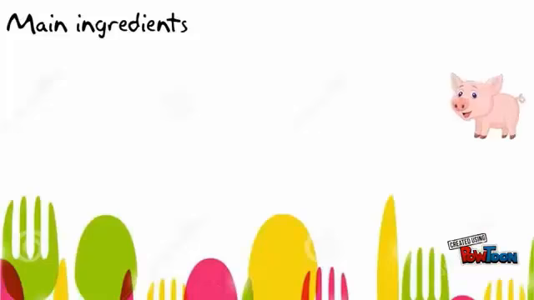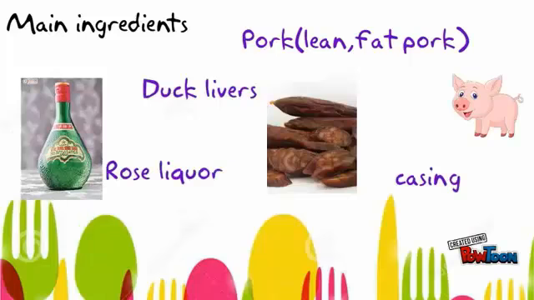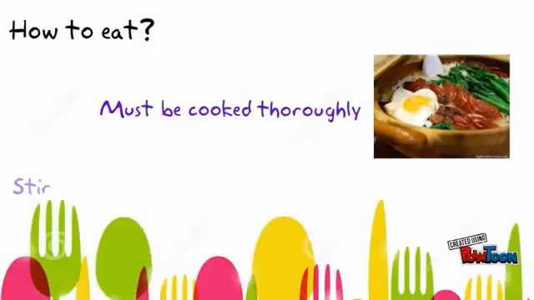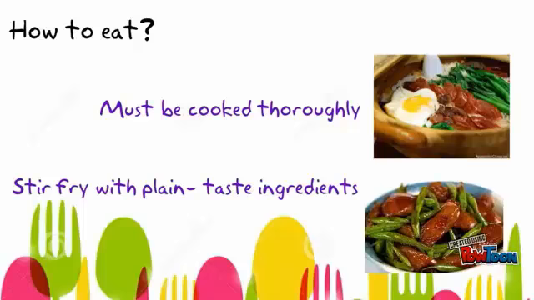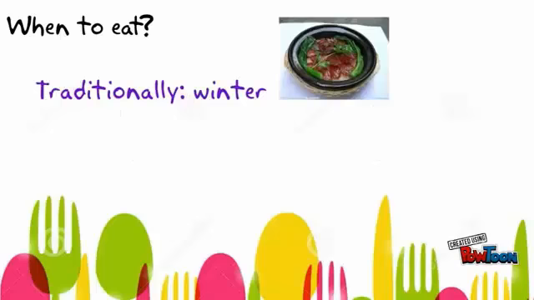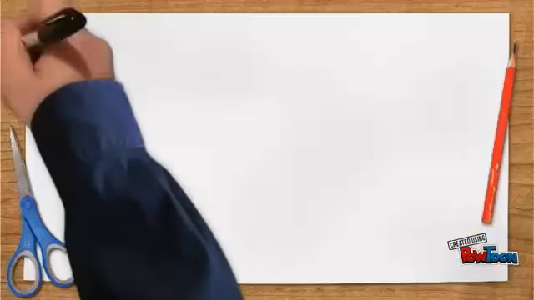The ingredients of lapchan are lean and fat pork, with rose liquor to give wine aroma. Sugar is responsible for the sweet taste, and of course, salt and soy sauce. Lapchan must be cooked before eating, and it is always accompanied with bland food, such as rice and vegetables. In the past, lapchan was only available in winter. Nowadays, we can enjoy it throughout the whole year. This picture was captured from SU Canteen last week. You can go and try the flavor of lapchan after the lesson.